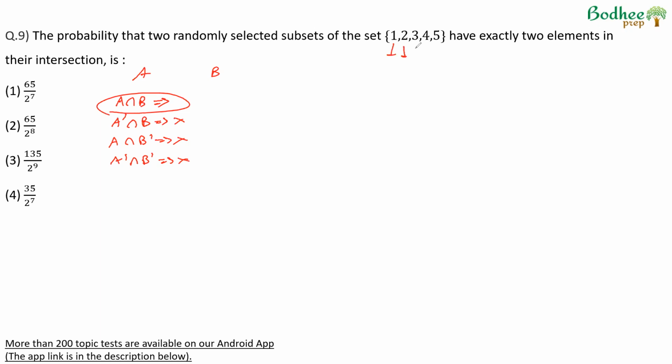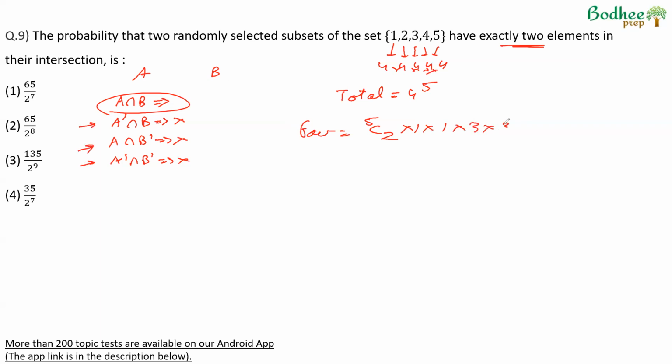Each of the elements has four options. So the total number of possibilities that we get, these are the four options, is 4 raised to power 5. What are the favorable cases? We need exactly two elements in the intersection. So for favorable cases, we choose two out of these five elements. These two are common, so for them only one case is possible. That is, they have to be in both the subsets A and B. For the other three elements, one of these three cases will happen. So 3 into 3 into 3.